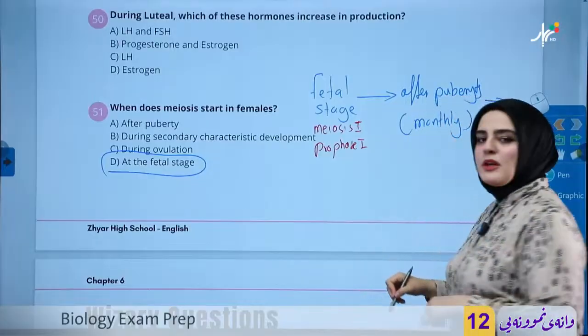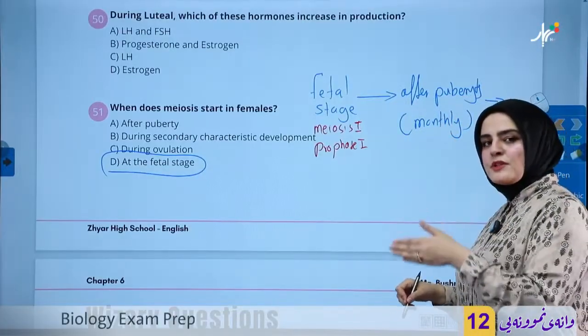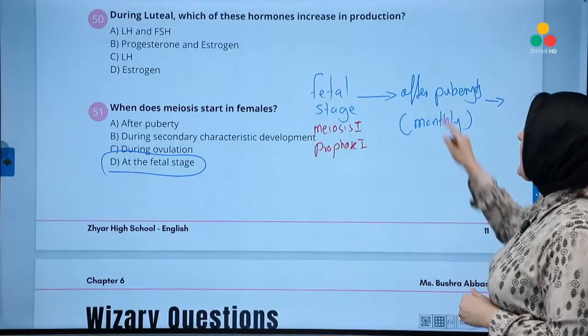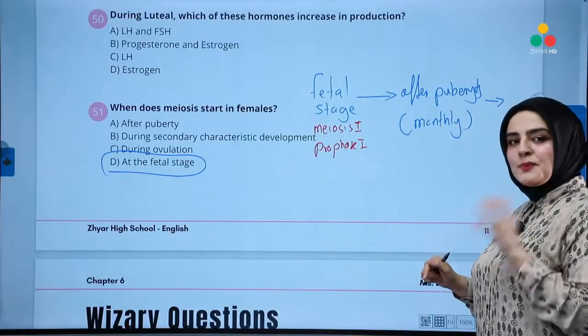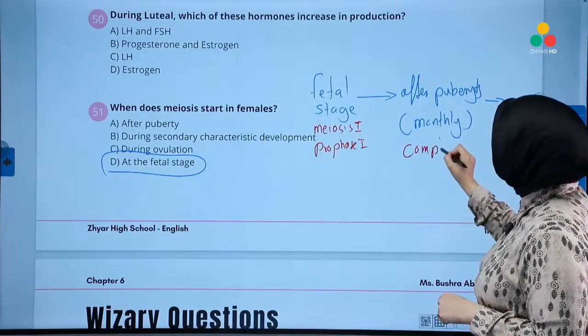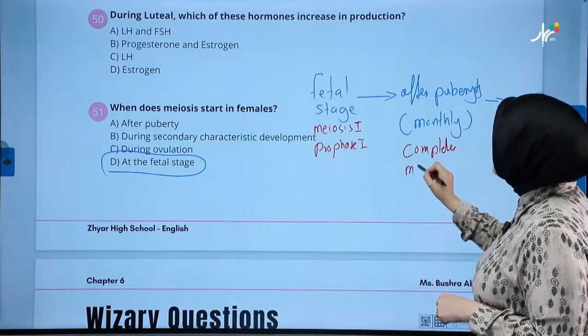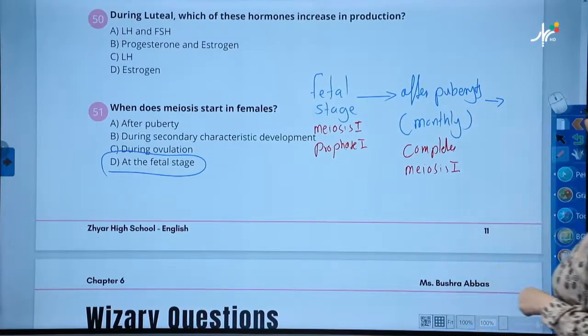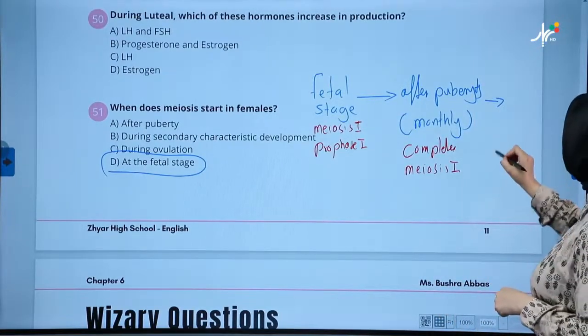Okay, since meiosis is divided into 4 more sections, it stops at the first part, okay? As for after puberty on a monthly basis, when it ovulates, it completes meiosis 1. Okay. What about meiosis 2?